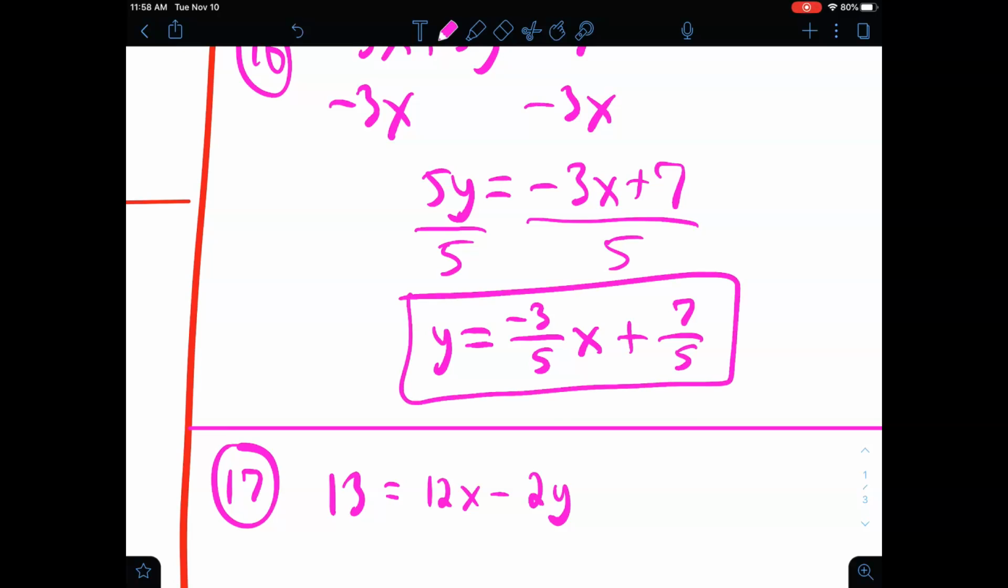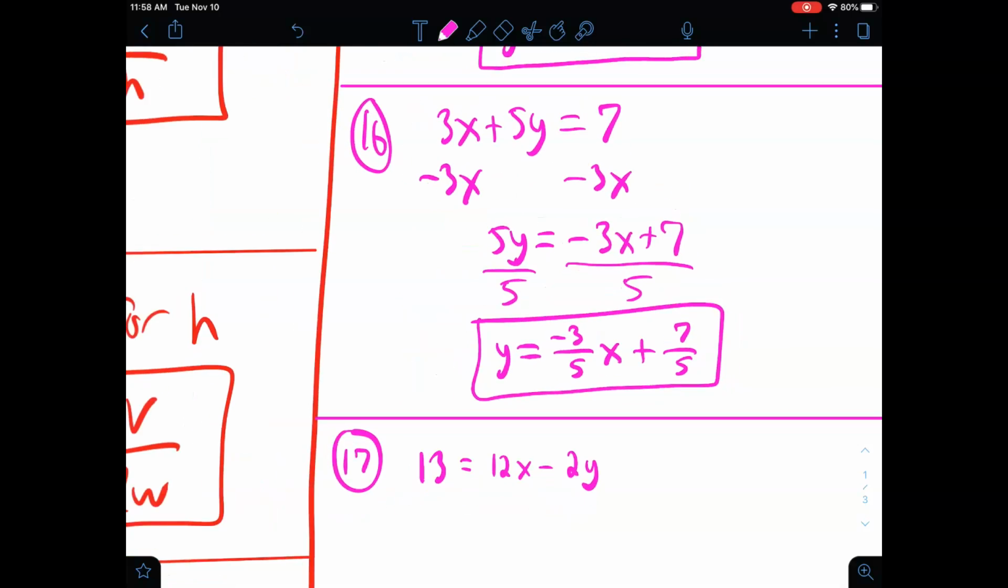So that's our final answer. Even though it doesn't look nice, 3/5 doesn't divide, 7/5 doesn't divide, so that's our final answer.